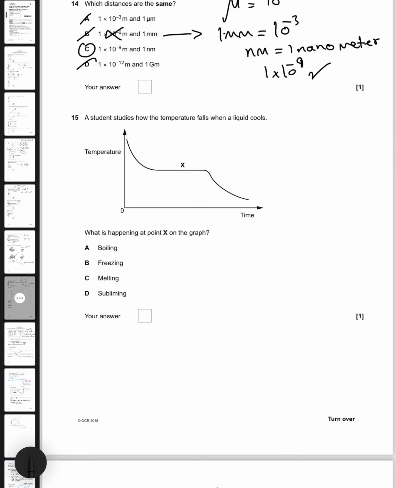Now, let's take a look at question number 15. It says, a student studies how the temperature falls when a liquid cools. Obviously, the temperature is going to fall. And they're asking, what is point X on the graph?